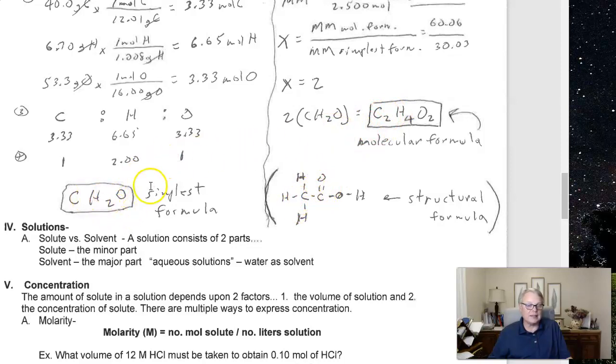Rarely do people get simplest formulas anymore. In the old days, back in the 20th and 19th century, what people would do is they'd take a compound, degrade it, break it down to its individual elements, weigh it, get the percent composition, and figure out the simplest formula. Then they would use another technique to get the molar mass and use that to get the molecular formula.